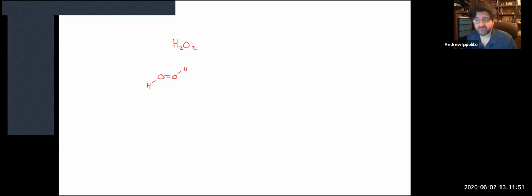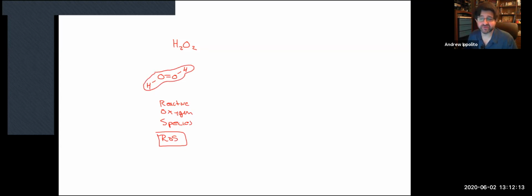This is a very reactive oxygen species, or an ROS. Reactive oxygen species can tend to form free radicals. So if this thing bumps into another thing, it'll probably strip electrons from it. It's very reactive.